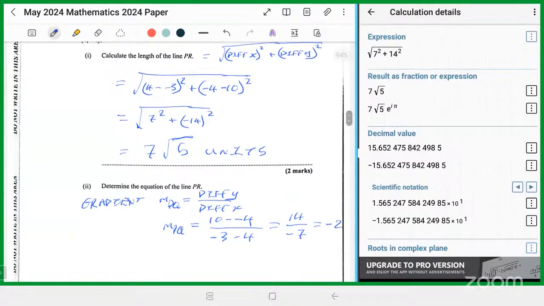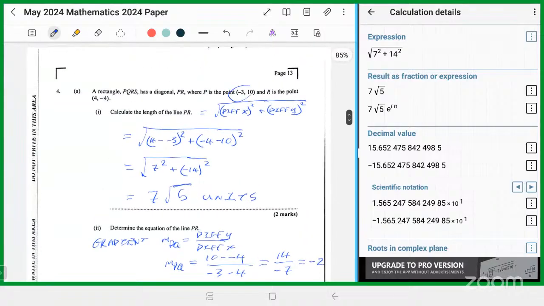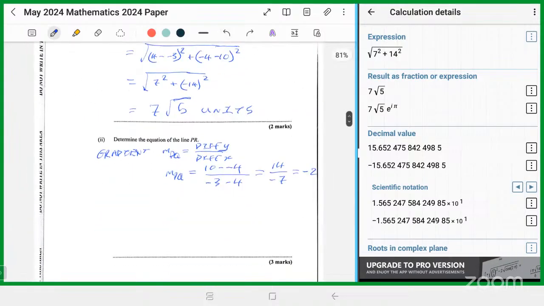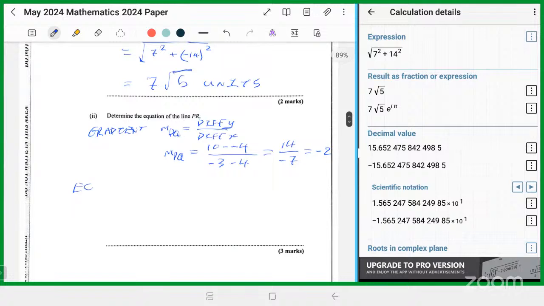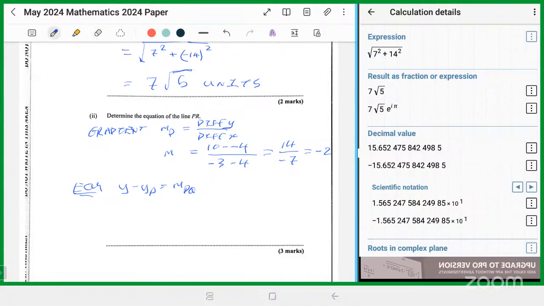Now which point are we going to use? You can use either the P point or the R point. It doesn't matter. Let's say we decide to use the P point. If I'm using the P point, then the equation is going to be y minus yp equals the gradient PQ, not PQ, it is PR. I'm writing PQ, but it's actually PR. So the formula is the gradient of PR into x minus xp using the point P.